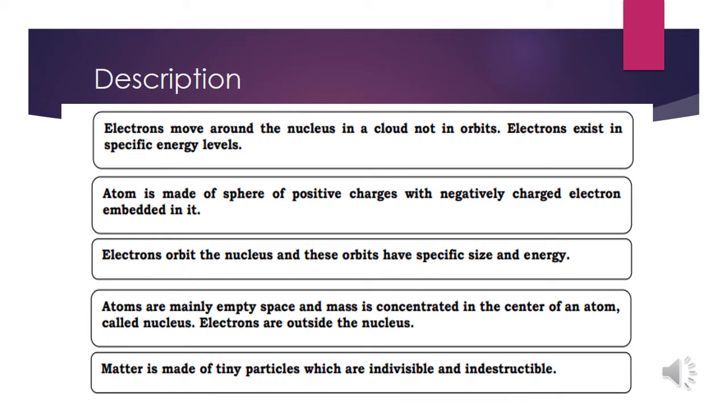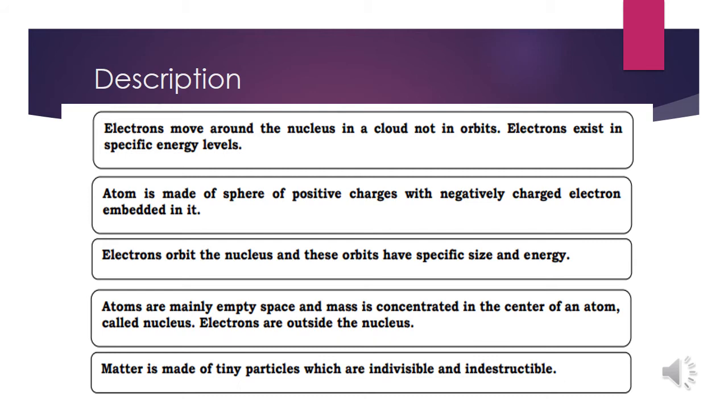Nakasulat dito ang iba't ibang description ng mga nasabing atomic models. Sabay-sabay nating basahin. Una, electrons move around the nucleus in a cloud not in orbits. Electrons exist in specific energy levels. Pangalawa, atom is made of sphere of positive charge with negatively charged electron embedded in it. Pangatlo, electrons orbit the nucleus.